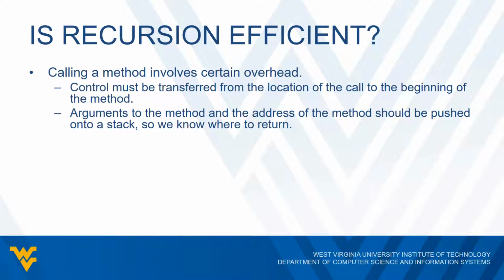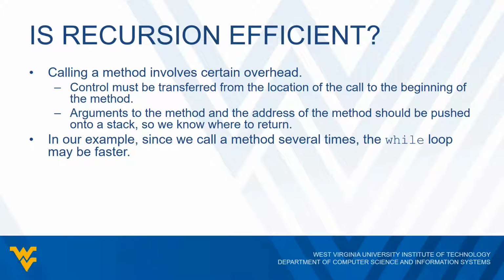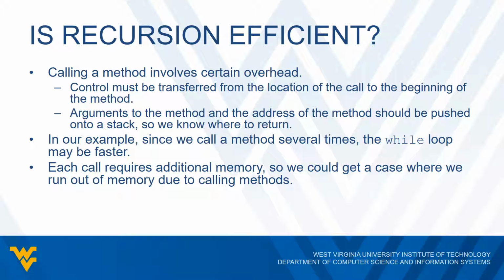If we go back to our binary search example, our method had several calls. We had to call the method several times, so the while loop may actually be faster from an implementation perspective. Each call also requires more memory. If we're not careful, we could run out of memory because we just keep calling the methods over and over again, and we would get a Stack Overflow error. So it just doesn't seem like recursion is useful. Why would we use recursion if it's slower than the iterative approach?